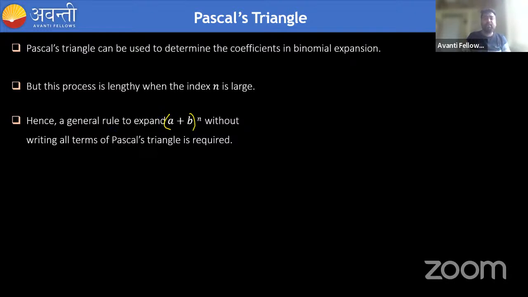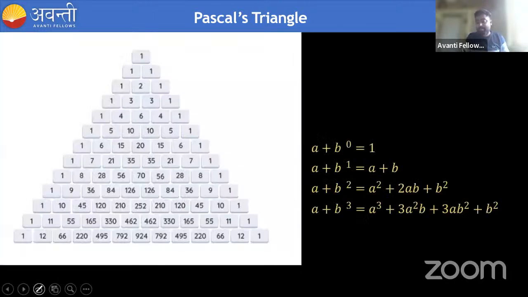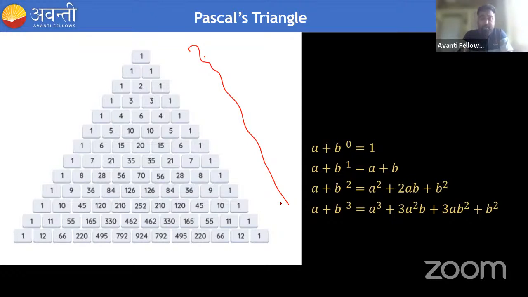Generally, we can say that when we expand a binomial like a plus b to the power n, without writing all terms, Pascal's triangle is required. So let's see what Pascal's triangle is. Pascal's triangle looks like this. See, this is my Pascal's triangle. Does this look like a triangle or not? So how can we find the coefficients of binomial expansions?